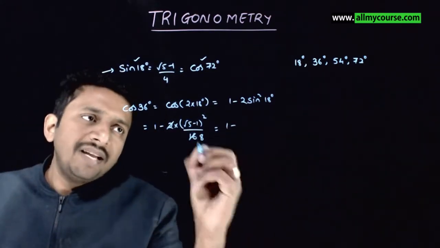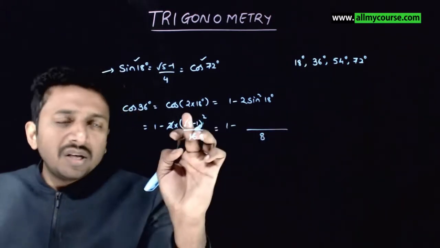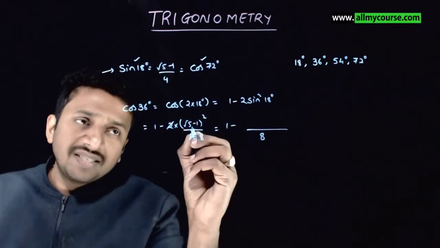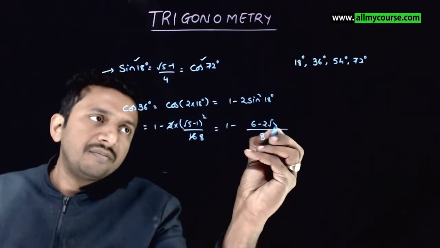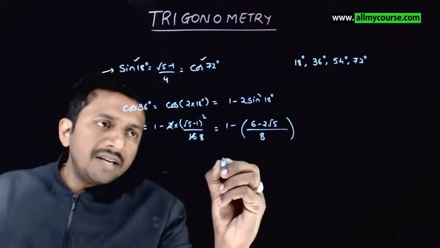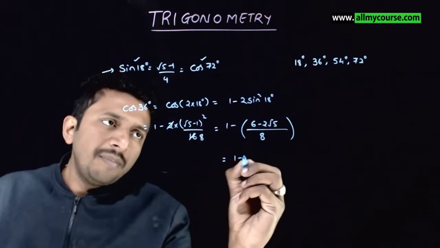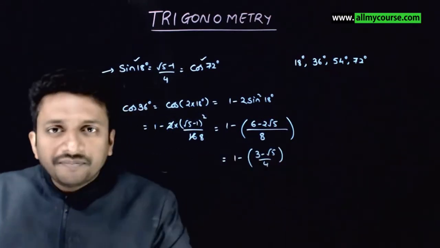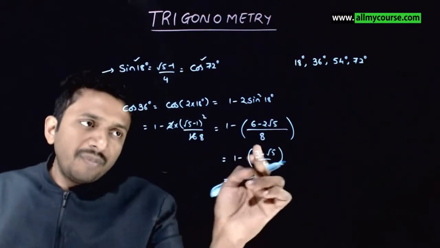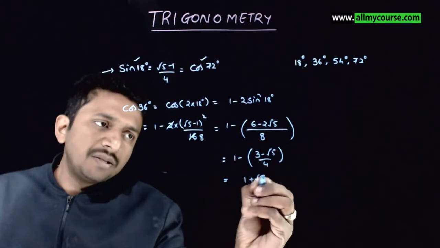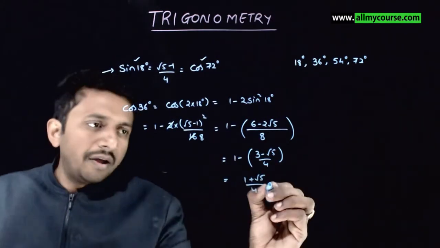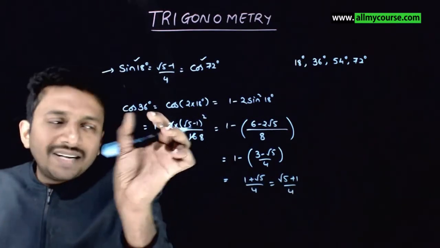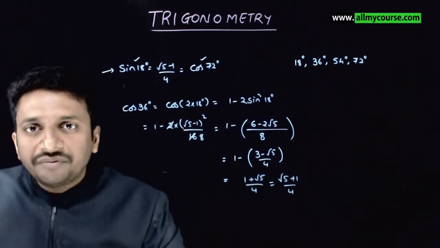That is equal to 1 minus 1 by 8 times, what is the square of this? This is of the form a minus b whole square. So a square plus b square, 6 minus 2 root 5. So that is equal to, if you cancel a 2 here, 1 minus 3 minus root 5 by 4, right? And if you take the LCM, 4 minus 3, 1 plus root 5 by 4. Or I can write it as root 5 plus 1 by 4. So cos 36 is root 5 plus 1 by 4.